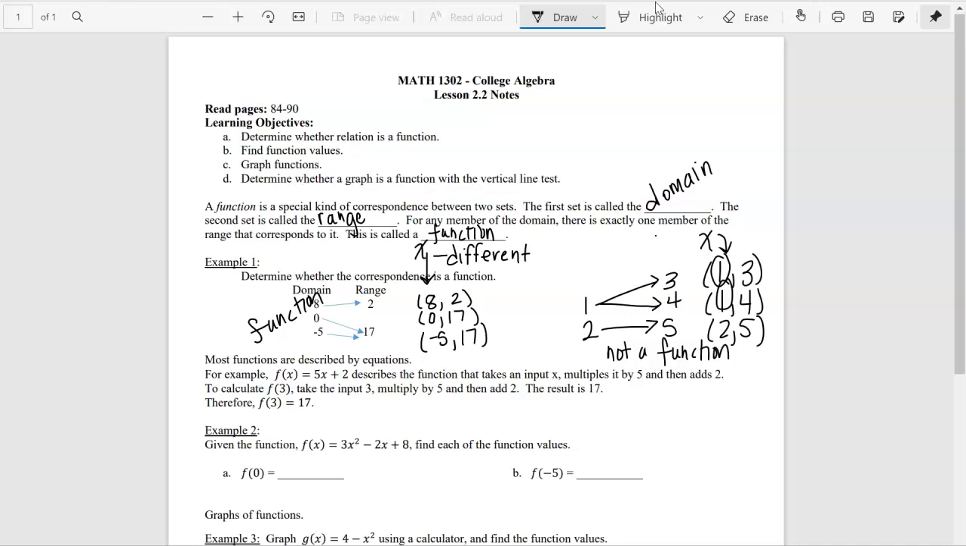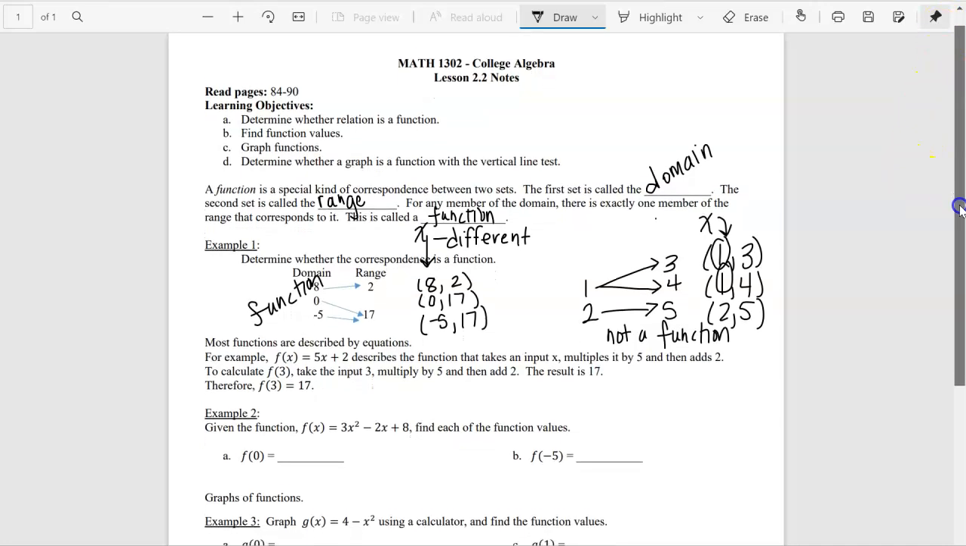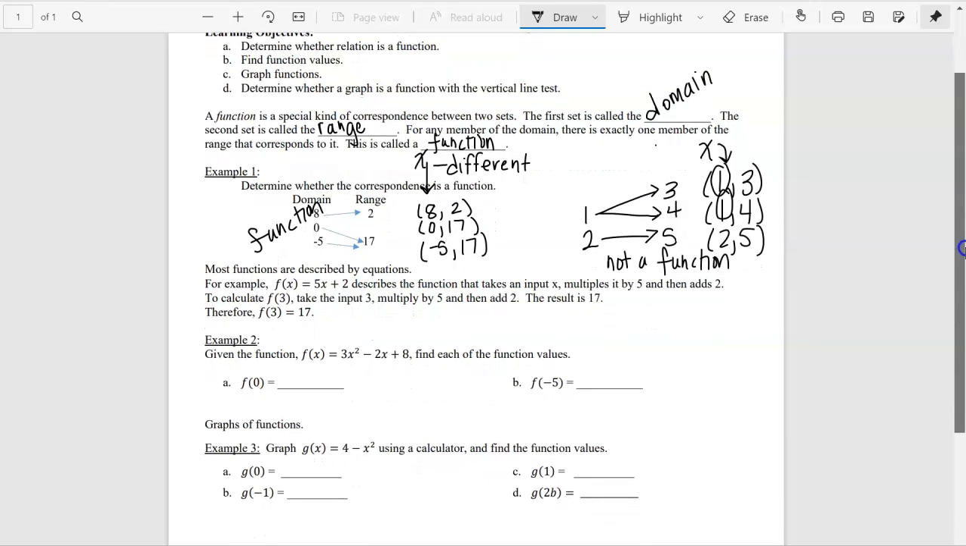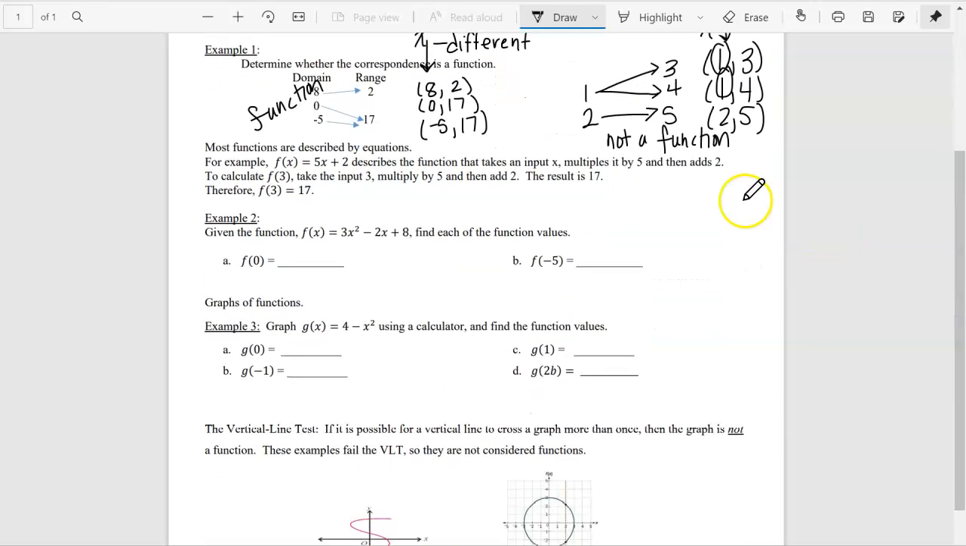Most functions are described by equations. For example, f of x equals 5x plus 2 describes a function that takes an input x, multiplies it by 5, and then adds 2. To calculate f of 3, take the input 3, multiply it by 5, and then add 2. The result is 17. Therefore, f of 3 is equal to 17.